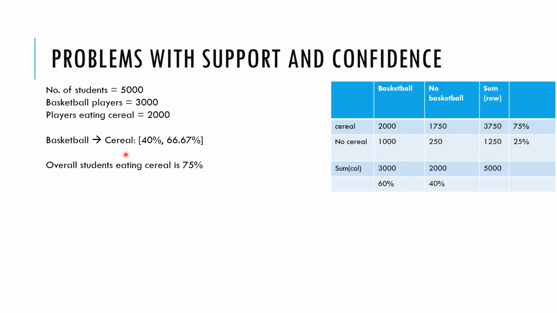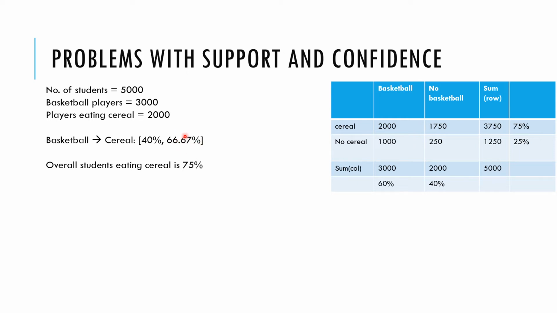But the overall number of students who are eating cereal is 75%. So this is greater than this. That means we cannot form a rule and then sell cereal to basketball players. We cannot say, look at this number, it is so high, so let's sell cereal to basketball players. It doesn't work that way, and that's where the problem is. When the confidence level becomes lower than the overall percentage, then it is of no use.